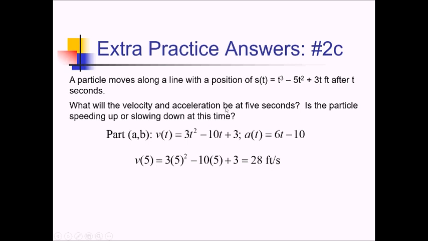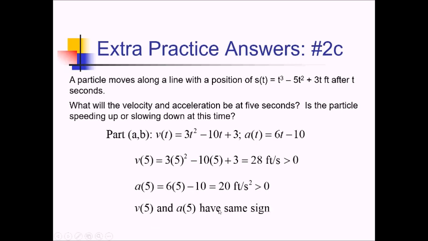Acceleration at time 5, now we're just doing 6 times 5 minus 10, which is 30 minus 10, or 20 feet per second squared. As to the question of whether we're speeding up or slowing down, we have to compare the signs of v of 5 and a of 5, velocity and acceleration. We see that the velocity is positive, so is the acceleration. Since v of 5 and a of 5 have the same sign, this implies that since they're working together, the particle must be speeding up.